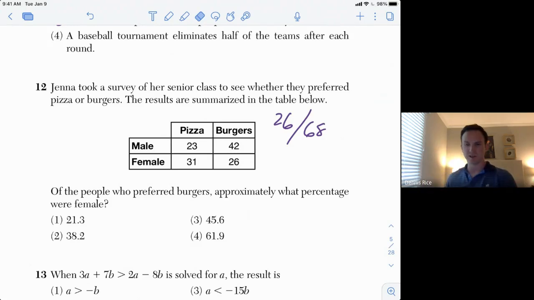And what is 26 out of 68? I do have a calculator on me now. It's about 0.38. So that is a percent, about 38.2%. Yep, choice 2. To make it a percent, just multiply it by 100. Your calculator will tell you this, about 0.382. To make it a percent, just move the decimal over twice.